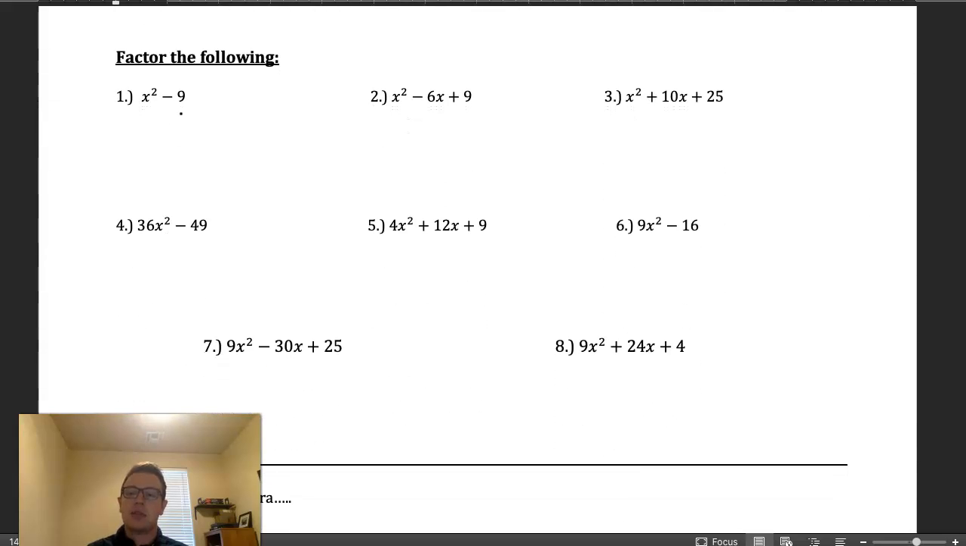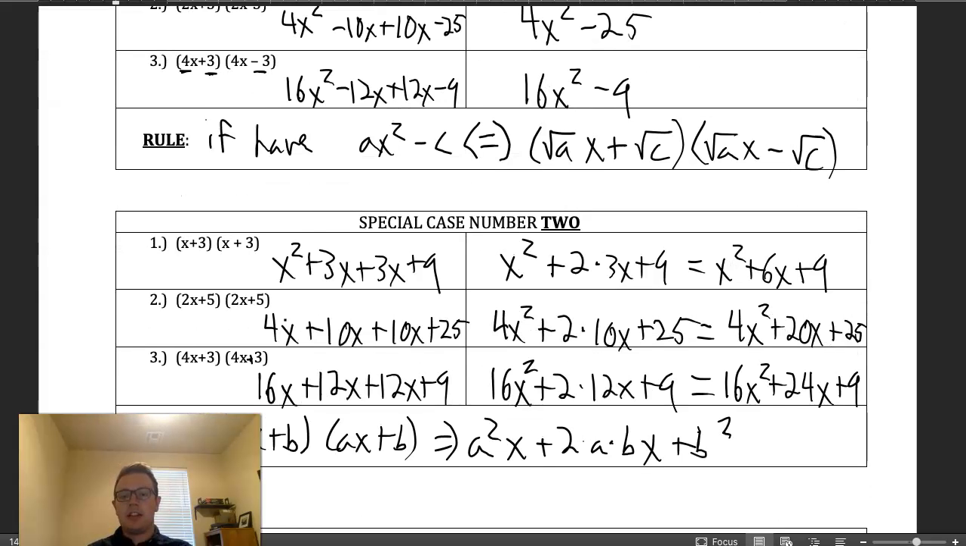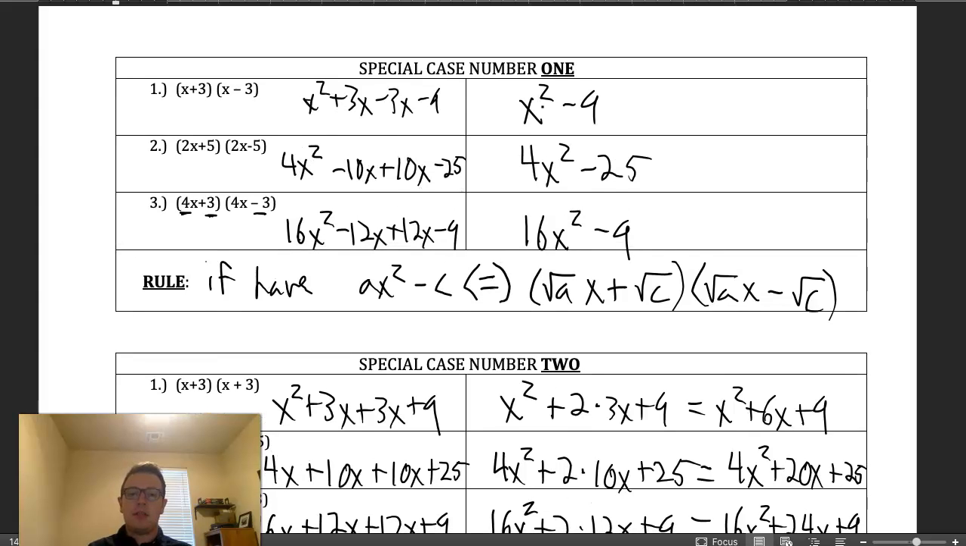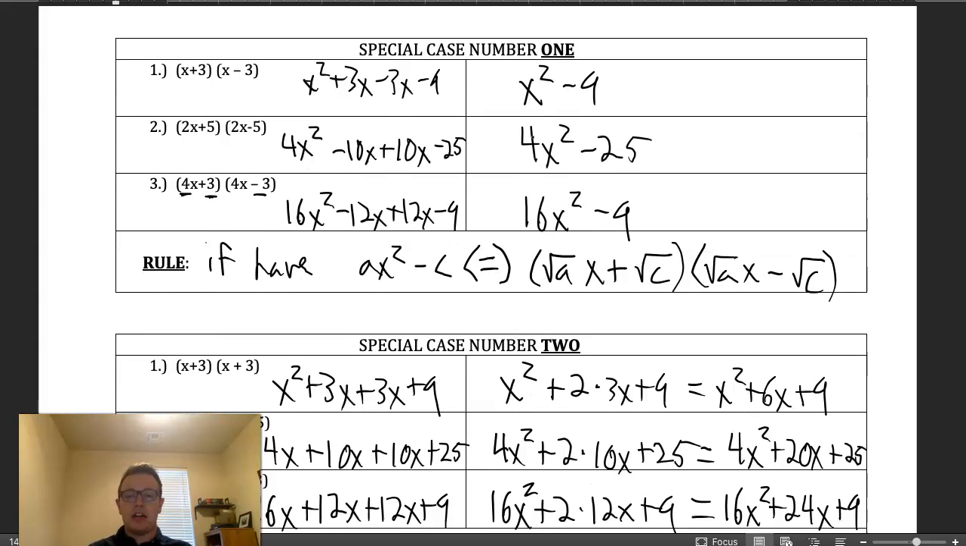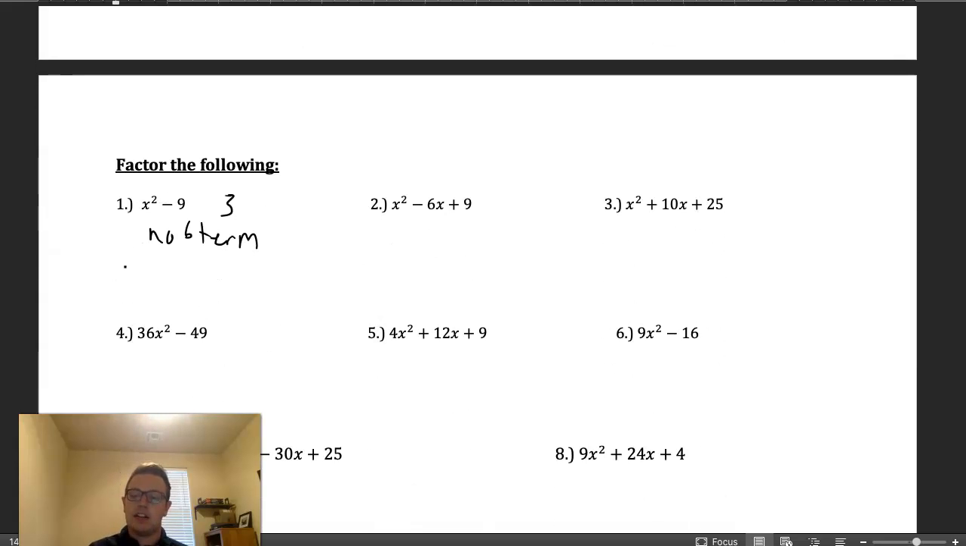For something like x squared minus 9, 9 is unique because the square root of 9 is 3. And we have no middle term here, no b term. So we're going to be looking at this. If we go back up to our special cases, we have some number minus another square. That means we're going to add one and subtract the other. So this becomes x plus 3 times x minus 3.